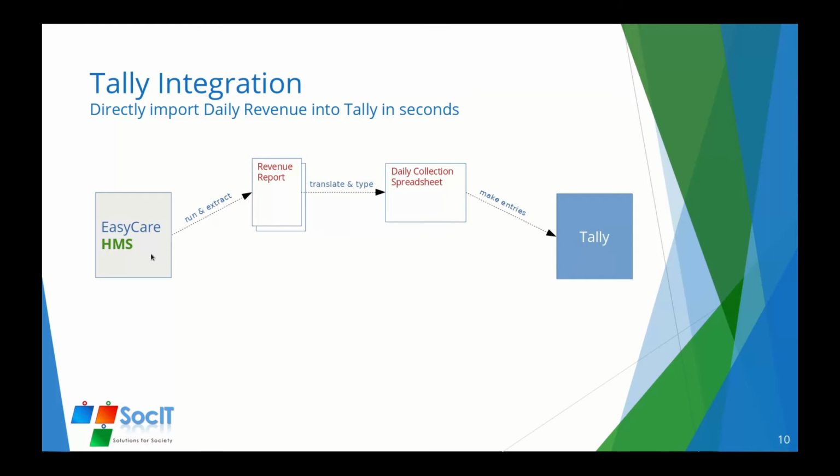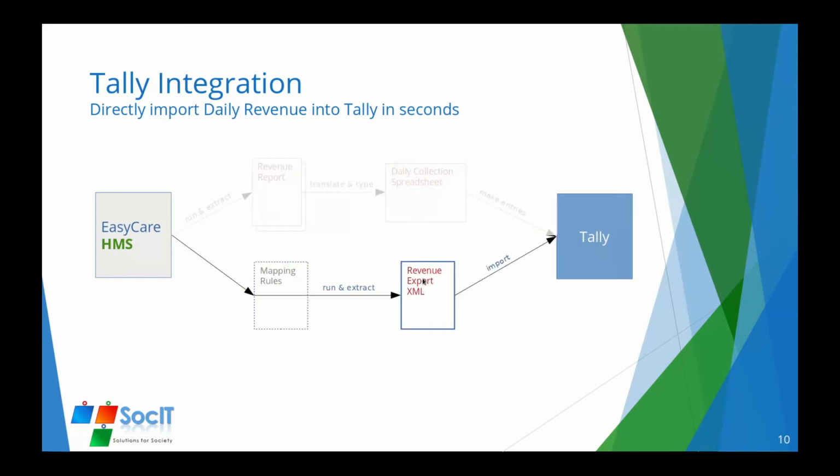The revenue report in EasyCare HMS is run, and the financial numbers are keyed into a daily collection spreadsheet. Once this spreadsheet is verified and reconciled, the spreadsheet is taken as input to make entries into tally. The process can take between 1 and 3 hours depending on the size of the hospital and the number of ledgers that need to be posted to.